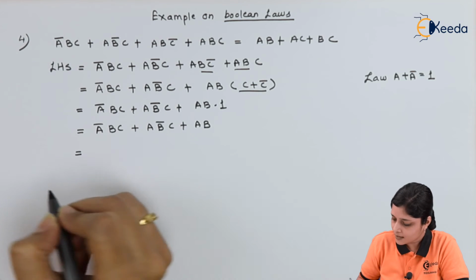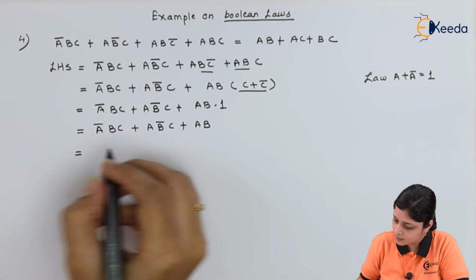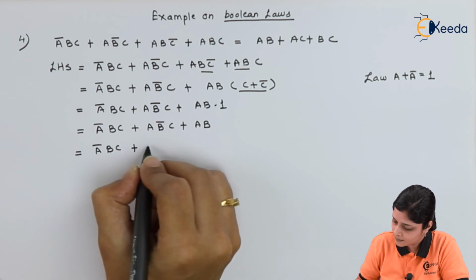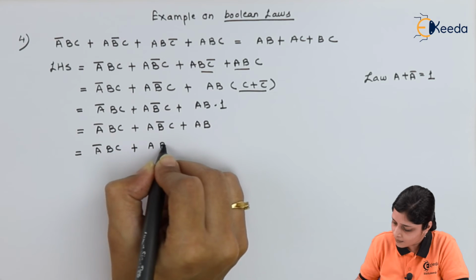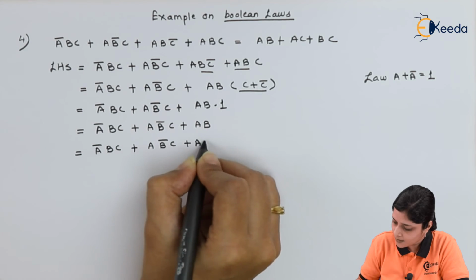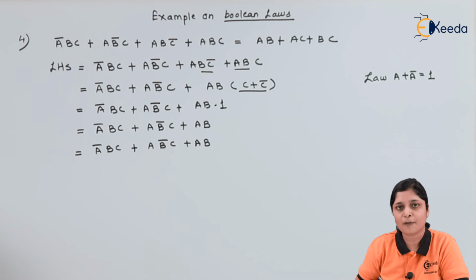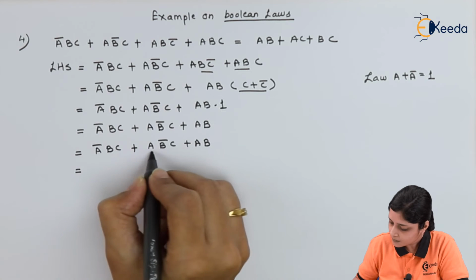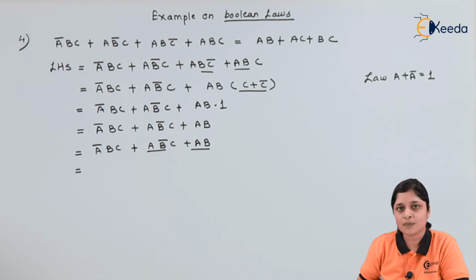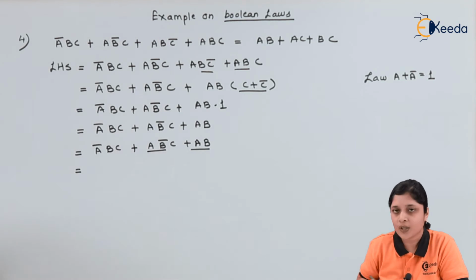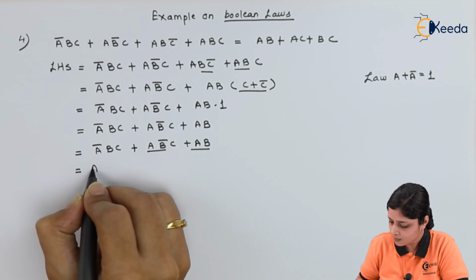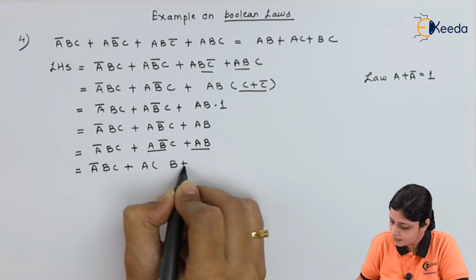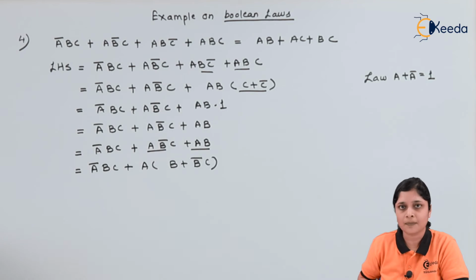Now in the next step, what you can do, A bar BC plus AB bar C plus AB. I am repeating this step. Now if you see here these two terms, then A you can take common. So A bar BC plus A is common, B plus B bar C.